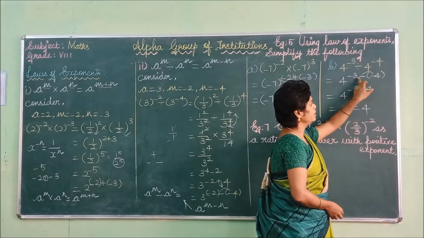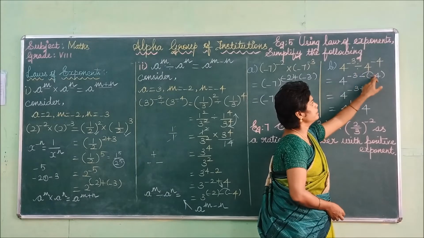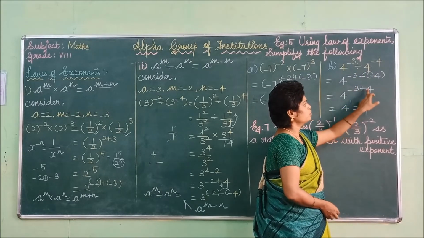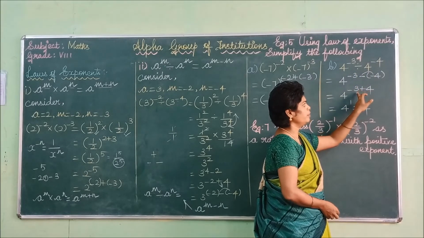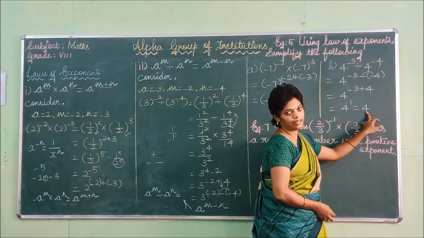So 4 power minus 3 minus 4. So minus into minus again plus. So you can subtract the positive value by the negative. So 4 minus 3 is 1. 4 power 1 is again 4.